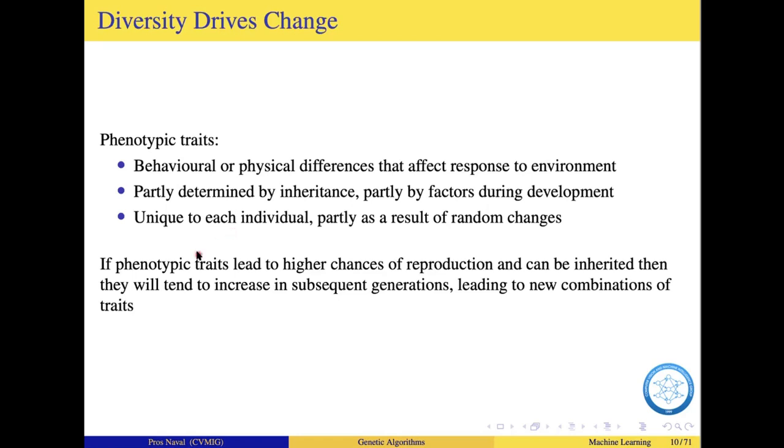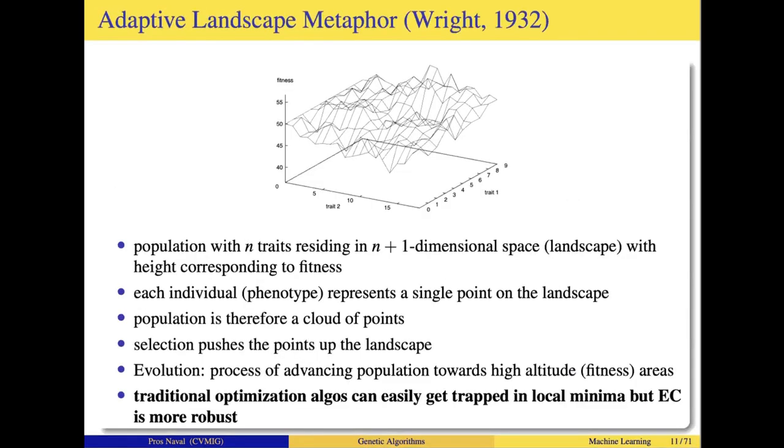If phenotypic traits lead to higher chances of reproduction and can be inherited, then they will tend to increase in subsequent generations, leading to new combinations of traits. So the good ones tend to be propagated, and the bad ones, they might just disappear if they are recessive traits.